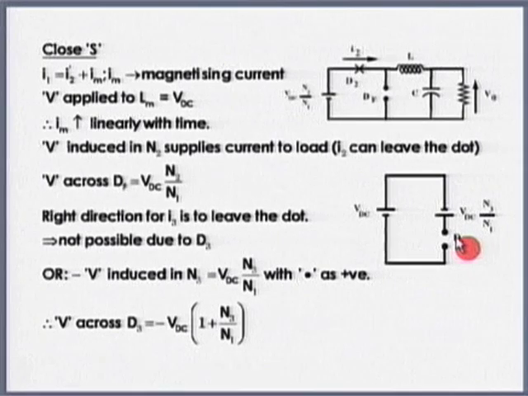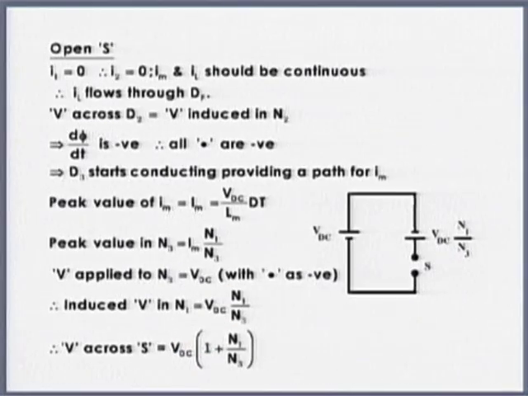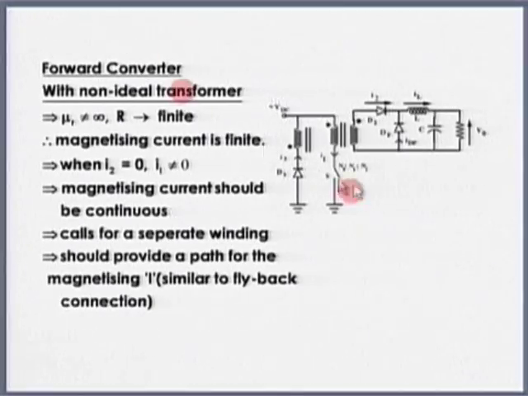Current rating, I know the equivalent peak value of the magnetizing current. When I1 is 0, I2 is equal to 0. IM and IL should be continuous; IL can flow through DF. Now, the voltage across D2 is the voltage induced in N2 itself. What is the voltage across D2 here? Voltage across D2 is the voltage induced in N2.